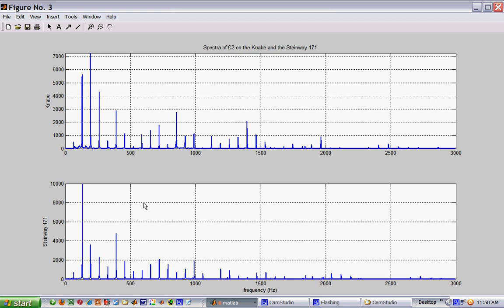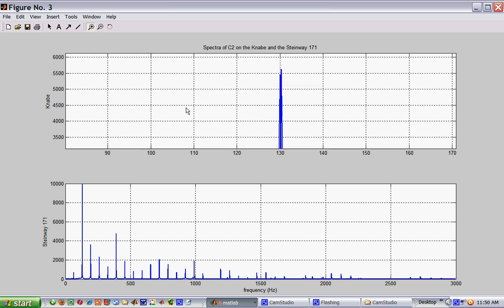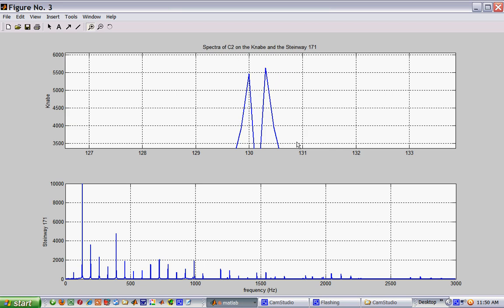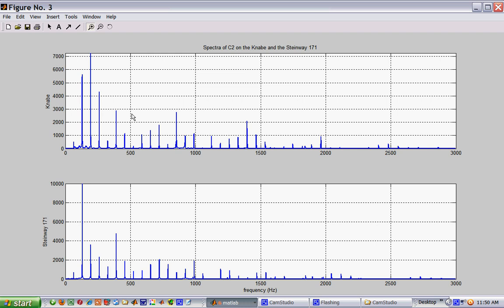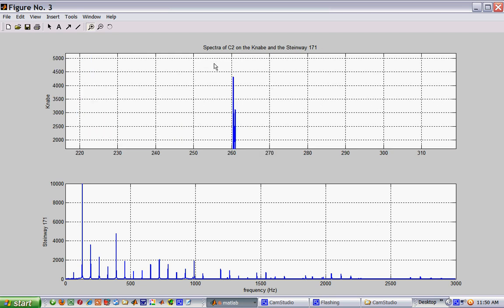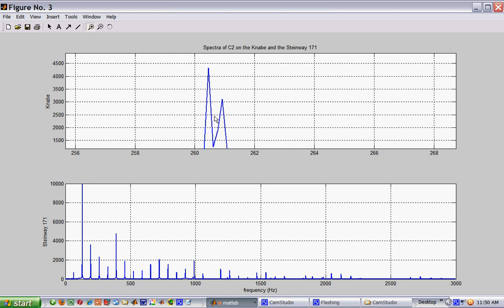The interesting thing here is that the peaks on the Knabe are sometimes doublets. For example, take a look at the second harmonic here at 131 hertz. Okay, it's got two peaks, and actually it's a little bit south of 131 hertz also. There's another one, 196 hertz. Let's take a look at that one. I think it's this one right here. Yeah, there it is. See, it's a doublet too, for some reason.